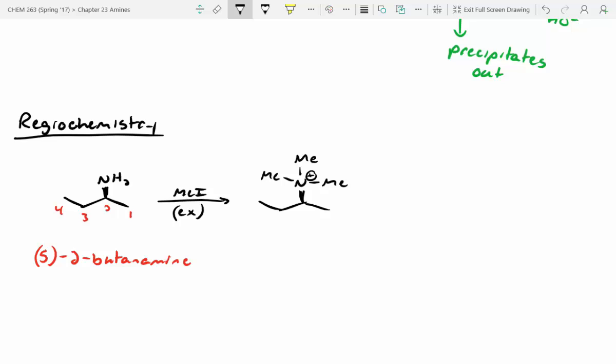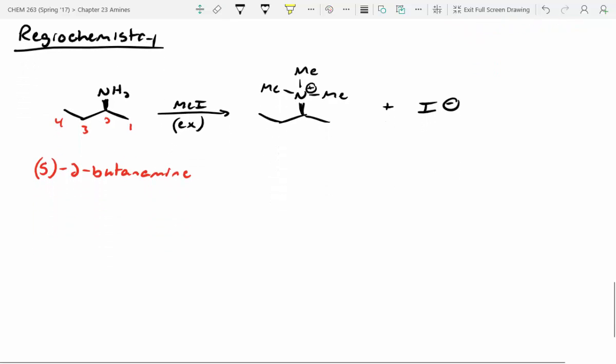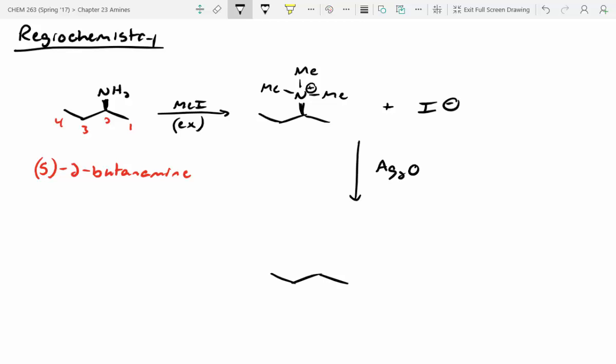However, it's still pretty popular. Okay, so now we've got this plus our iodide. In the next step, we're going to treat it with silver 1 oxide. That's going to help us precipitate out the iodide and help form hydroxide.